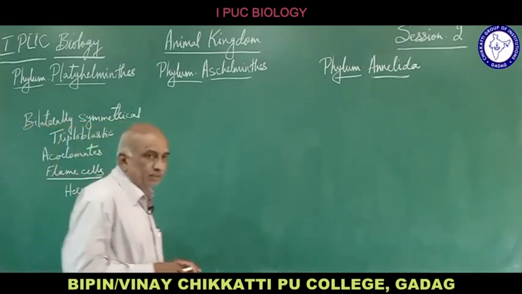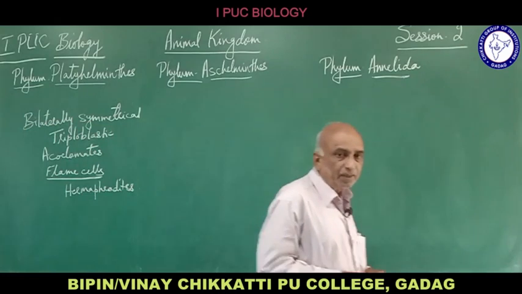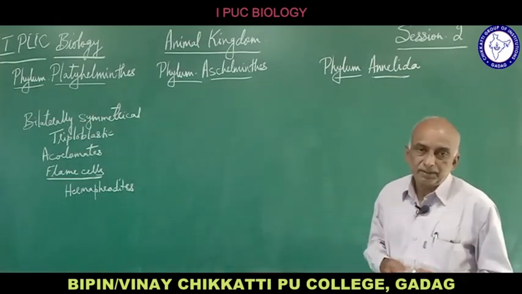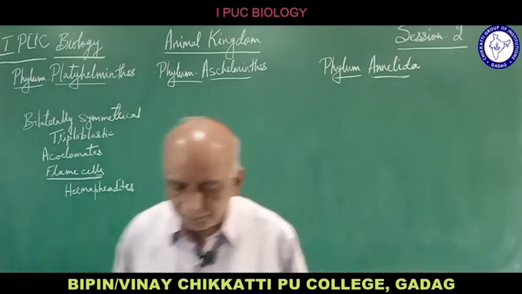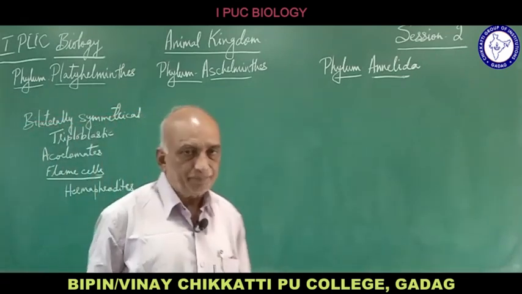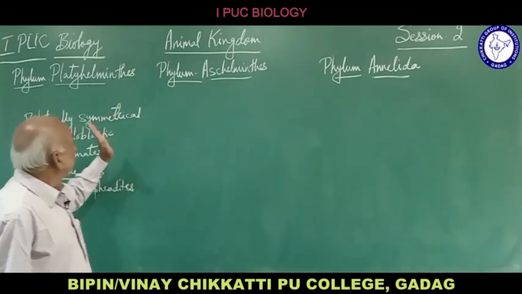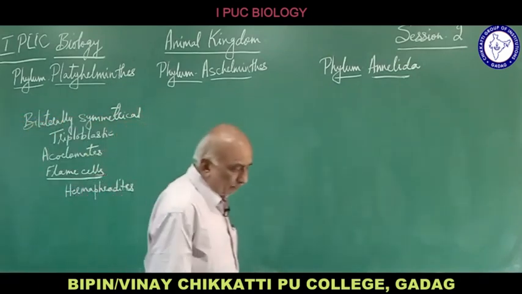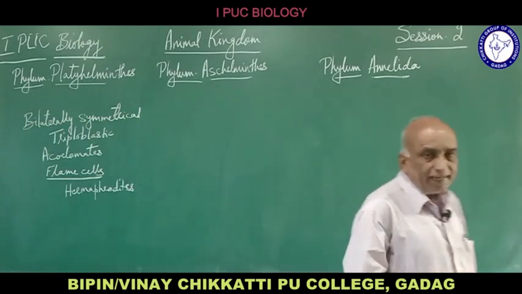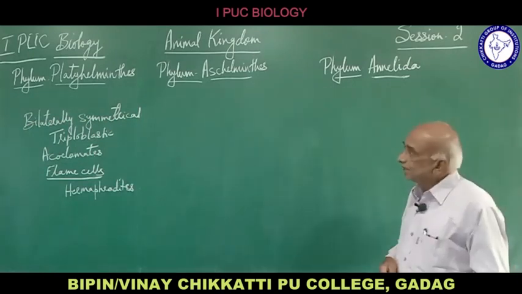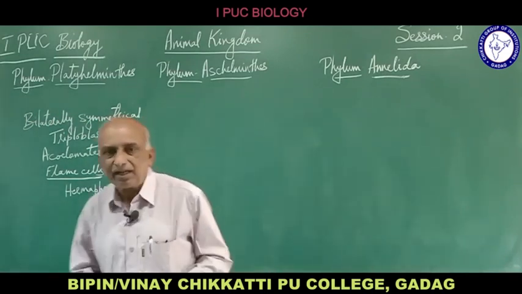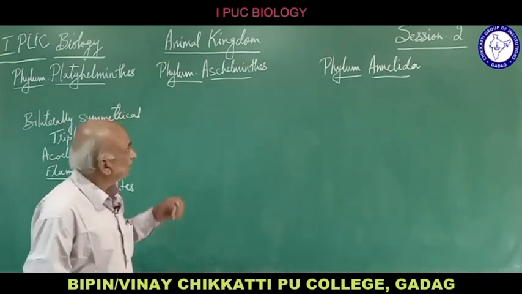Already I mentioned the examples in this phylum: Planaria, liver fluke, tapeworm, and many others, for example Dugesia. So that is about Platyhelminthes. Now coming to the Aschelminthes. Asc means a sac, and helminthes means worms. The worms are somewhat sac-like, hence they are called Aschelminthes.